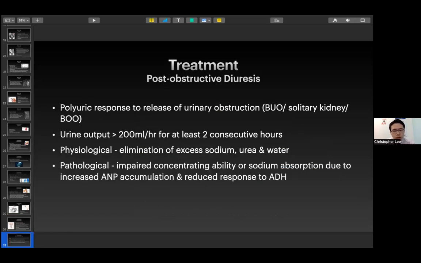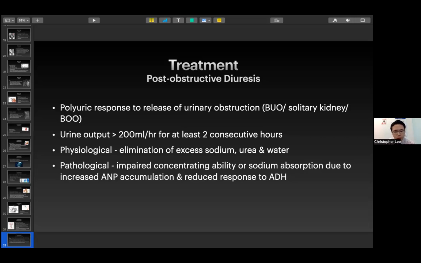Okay, the last thing that I'll touch on is a condition called post-obstructive diuresis. This is a polyuric response to the release of urinary obstruction in the case of bilateral urinary obstruction, or obstruction in a solitary kidney, or in the case of a bladder outlet obstruction. This is diagnosed when you have a urine output of more than 200 mils per hour for 2 consecutive hours.